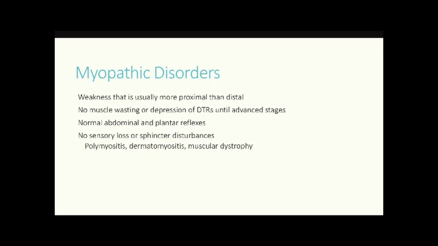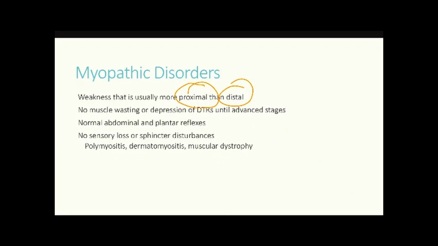Myopathic disorders, weakness that is usually more proximal than distal. So what does that mean? Where are they going to have their major problems? So what joints? Shoulders, hips. That's where a lot of their problems are going to be, muscle weakness in the shoulder girdle and the hips. Because the muscle weakness in these types of disorders is primary myopathic. Larger muscle groups are affected more, so shoulders and hips.